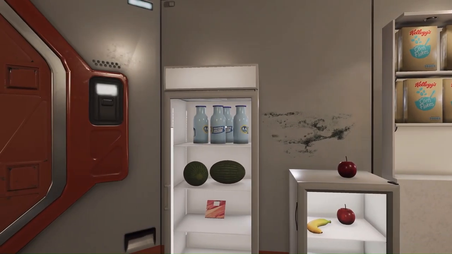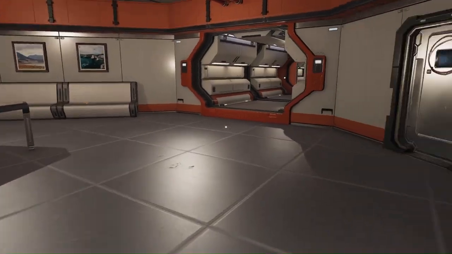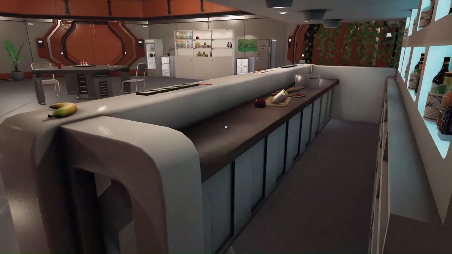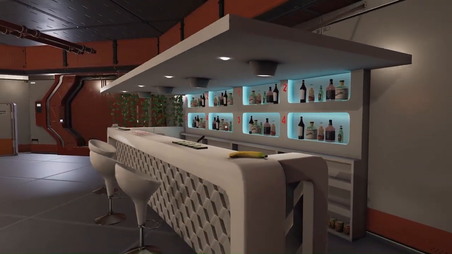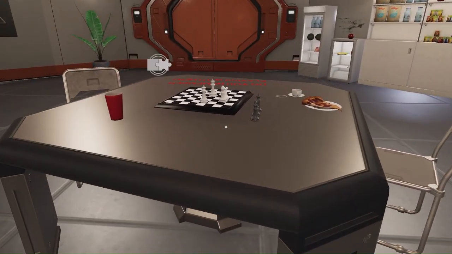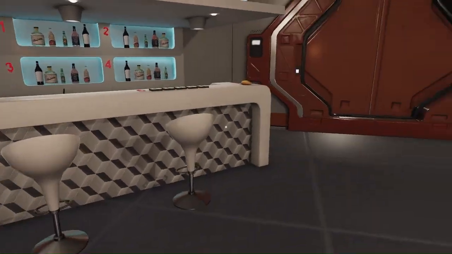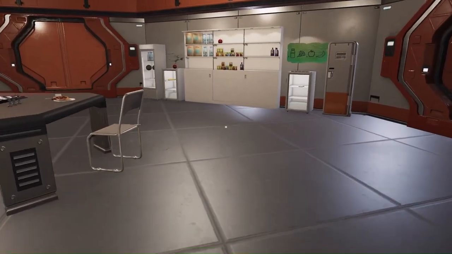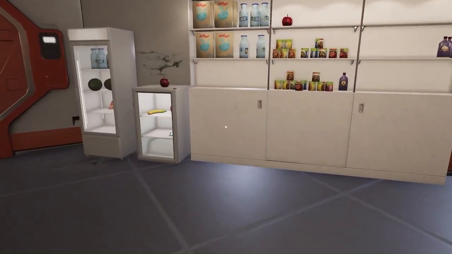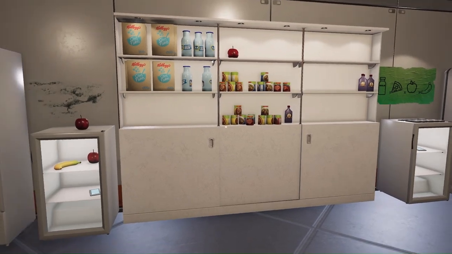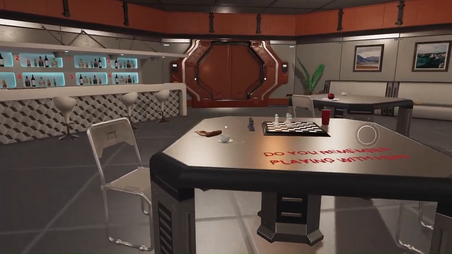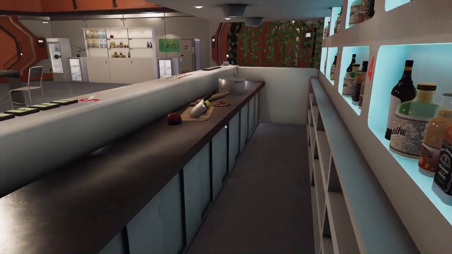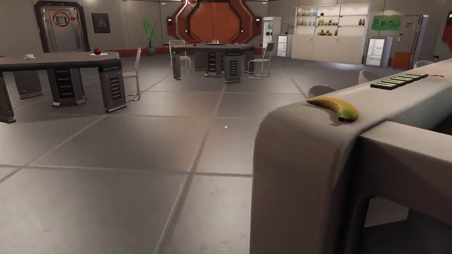So we need 1, 2, 3, 4, 5, 6, 7, 8, 9. 9 milk. Let's double check around here. 9 milk, times pizza slices, which we have 1, and I think there was 1 over here as well, 2. So we're in 18. 18 times 1, 2, 3, 4, 5, 6. 18 times 6.